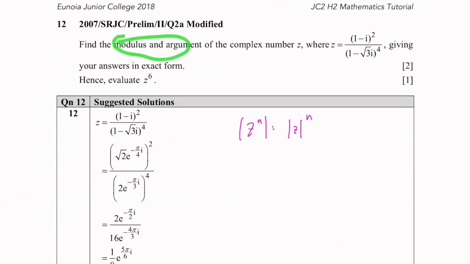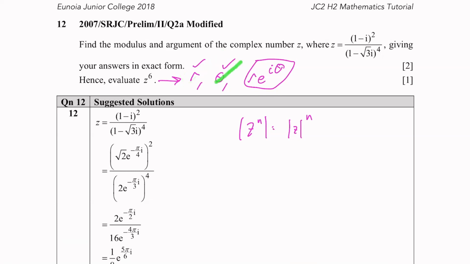Let's read the question. Find modulus and argument of this fellow. We found it already. Hence, evaluate z power 6. So really, the simplest way is to find out your r, find out your theta, then rewrite it as re^(i theta). Find r, find theta, then use the formula. So how to find the r of z power 6? How to find the theta of z power 6? This is when it will be super useful to use the modulus and argument properties.